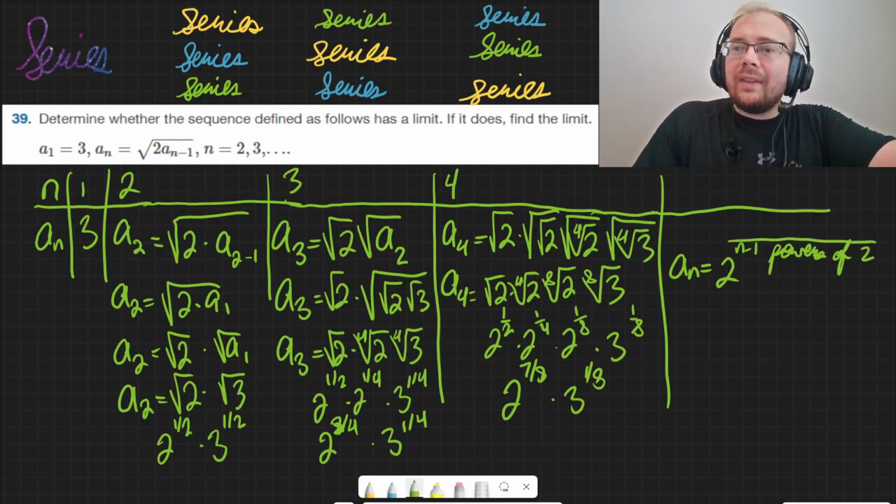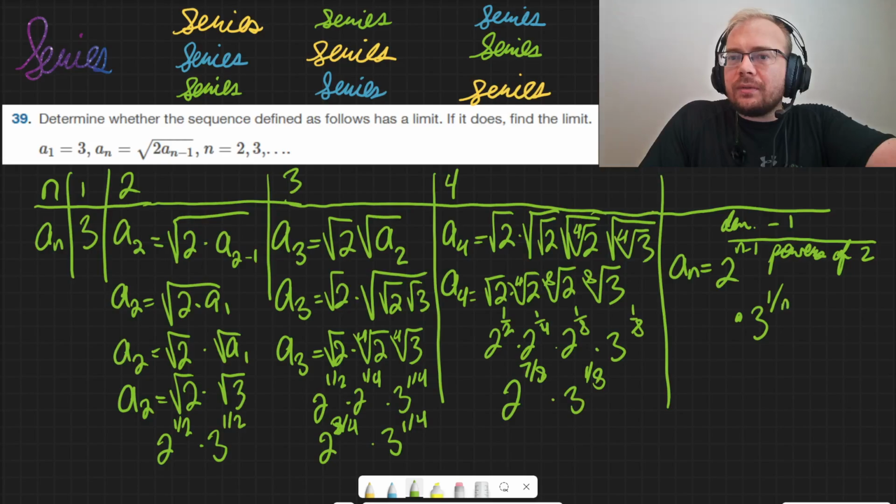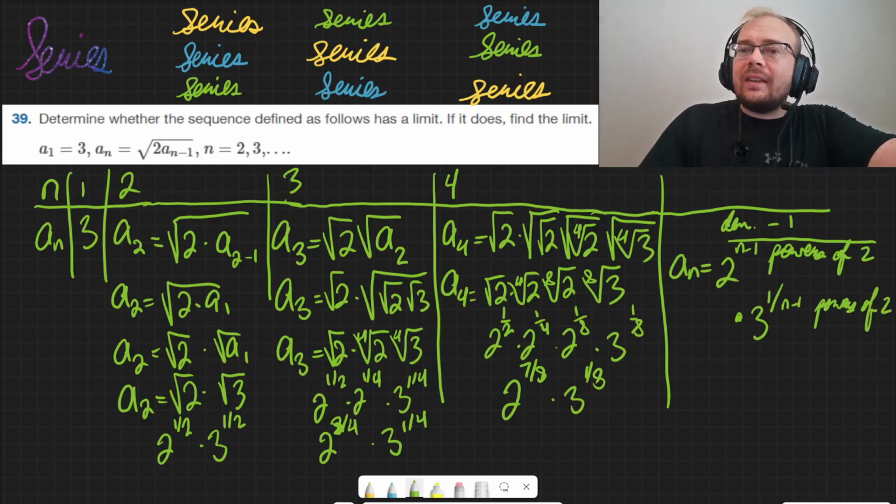And then on the top, it's actually all of that, the denominator. I'm going to put den, denominator. It's just the denominator minus 1, right? And then all of that gets times by 3, and it's always to the 1 over n minus 1 powers of 2. Okay, so let's look at these individually here.